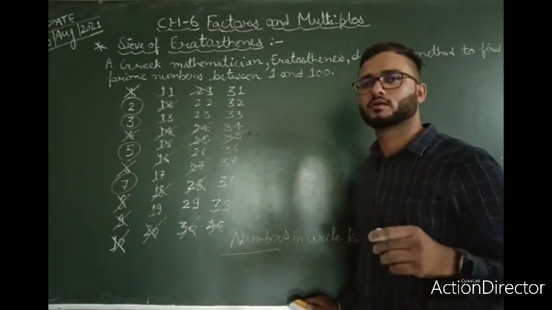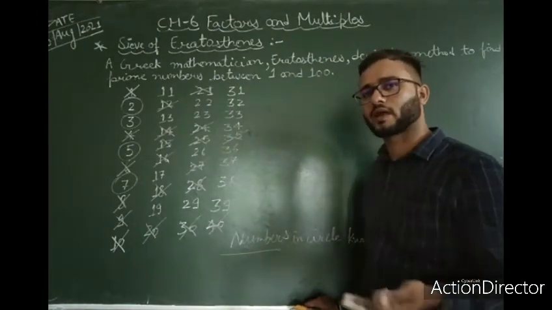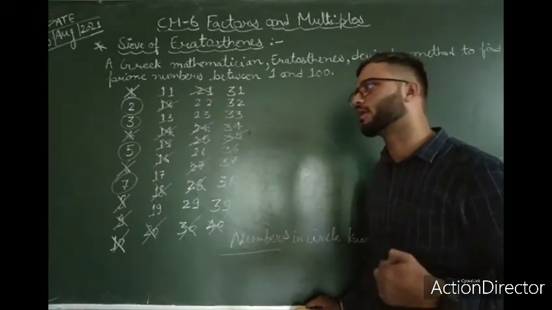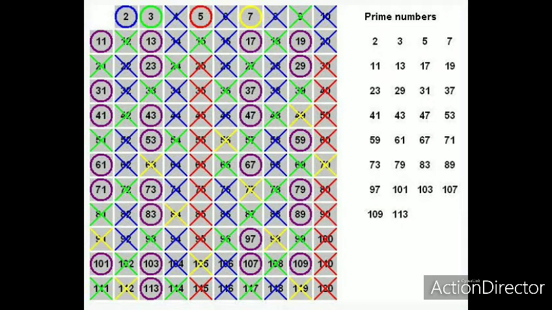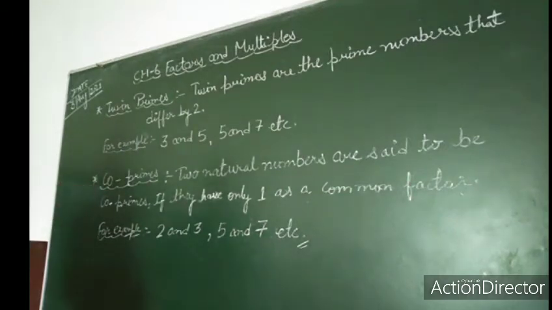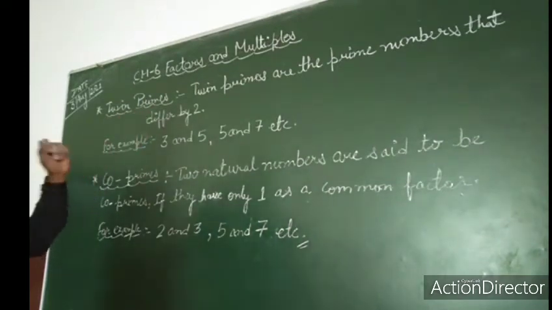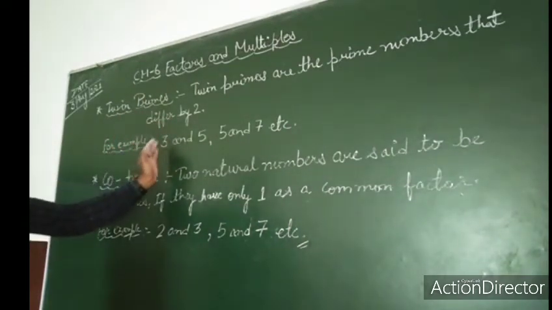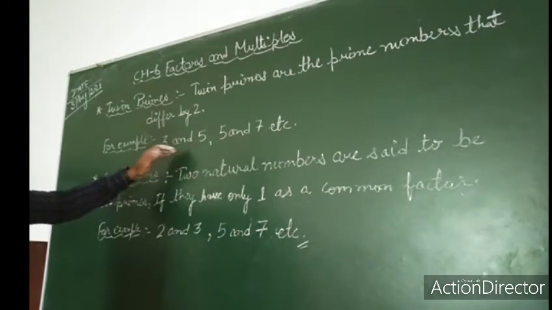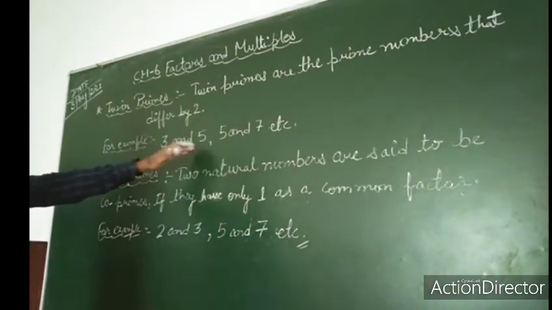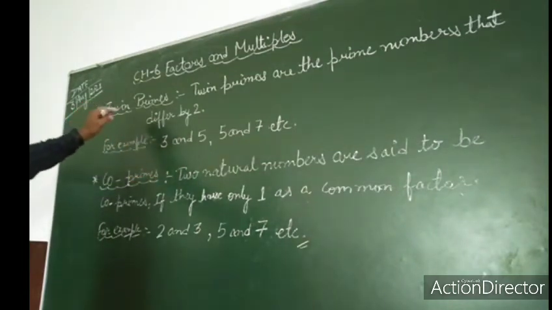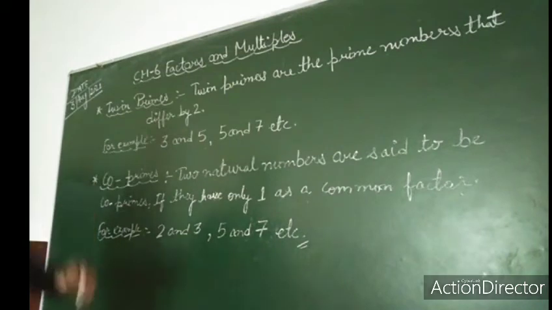Here we will discuss two types of prime numbers, twin primes and co-primes. Twin primes are prime numbers that differ by 2. It means the difference between these two prime numbers is 2, like 3 and 5: 5 minus 3 is 2. Then 5 and 7: 7 minus 5 is 2. So these prime numbers, which have a difference of 2, are known as twin primes.